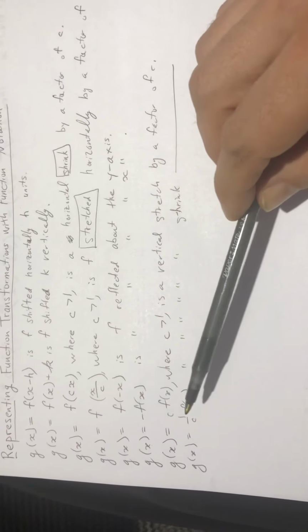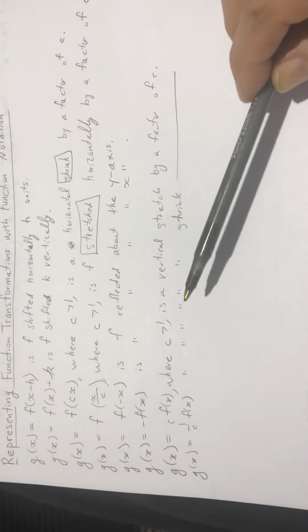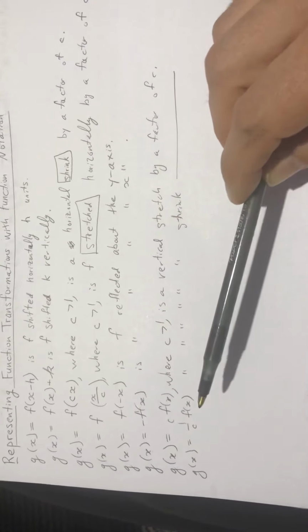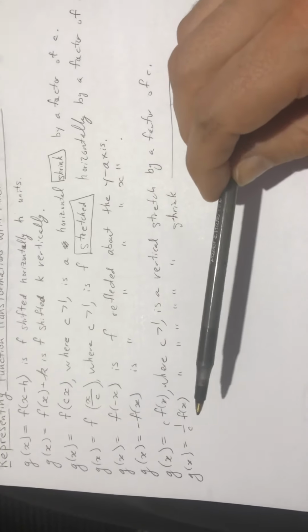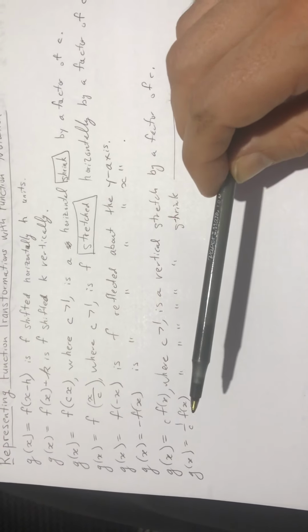g of x equals 1 over c times f of x, where c is greater than 1, is a vertical shrink by a factor of c. Again, we're operating on the whole function, so it's exactly what you think. To do a shrink by a factor of c, you would think that you divide the whole function by c, and that's exactly what you do.